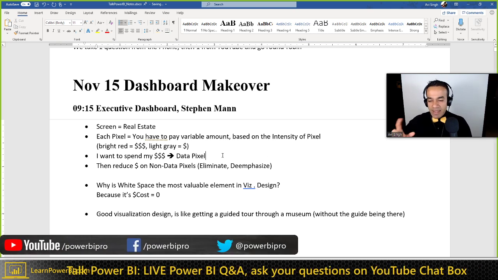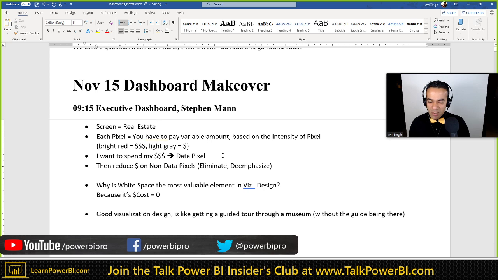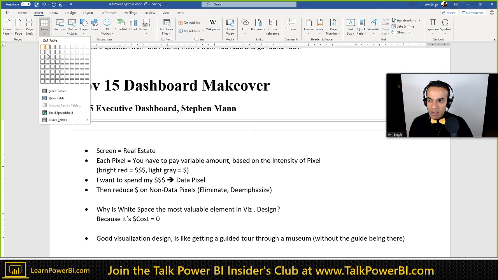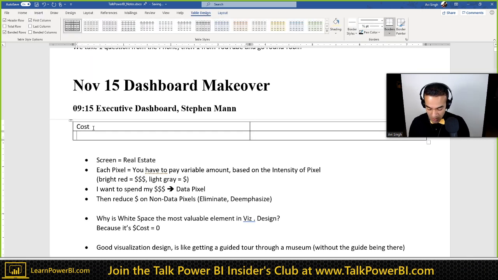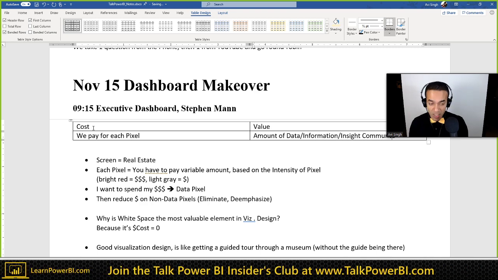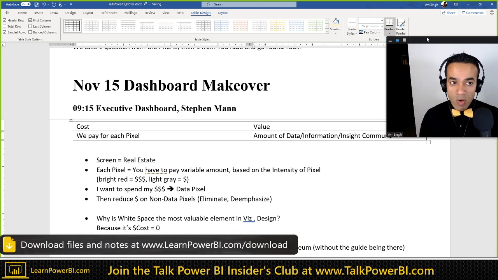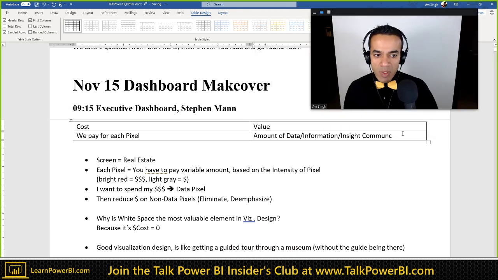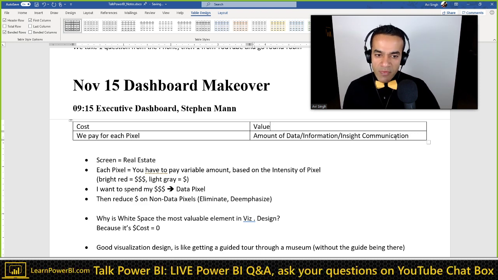Okay, I think there's something else here. There's the cost versus value. Now, of course, value is kind of subjective. I think it's interesting that we have come up with the cost we pay for each pixel, right? And value is the amount of data, information, insight communicated. I think somebody can write a whole book about that.